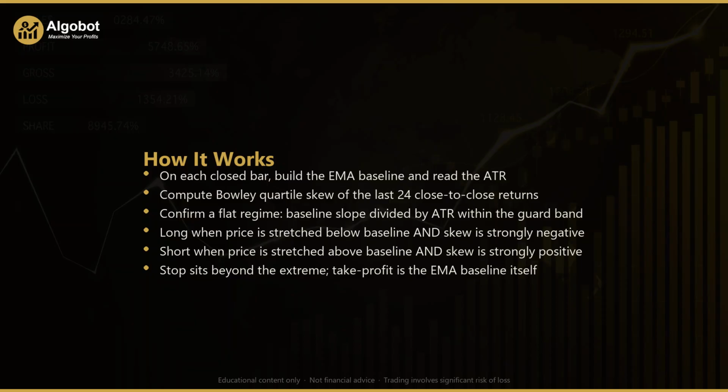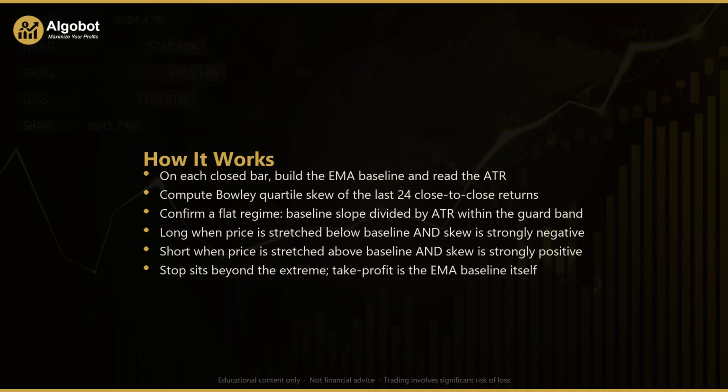Now the entries. For a long, the strategy signals when 3 things agree. The close is stretched at least 2 ATR below the baseline. The skew is at or below minus the skew threshold of 0.25, and the regime is flat. For a short, it's the mirror image. The close is stretched at least 2 ATR above the baseline. The skew is at or above plus 0.25, and the regime is flat.